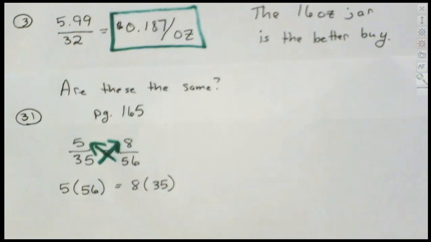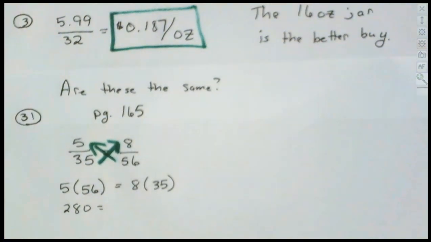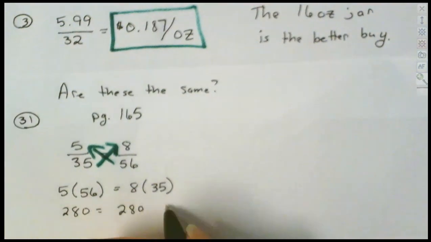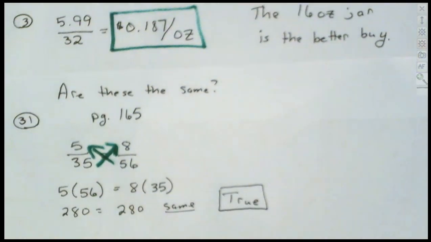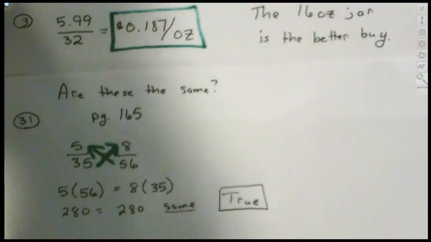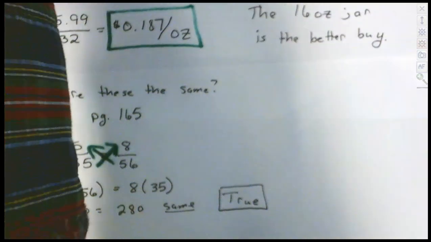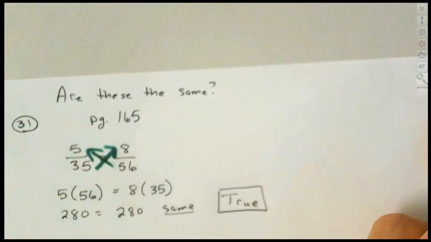So we've got 56 times 5. Well, that's 280. The other side, we've got 8 times 35. And that's also 280. So these are the same. So this would be true. These are equivalent. So the answer for that one would be true. They are equivalent to each other. If they were different numbers, they would not be, like 34. So 34 is going to be false.